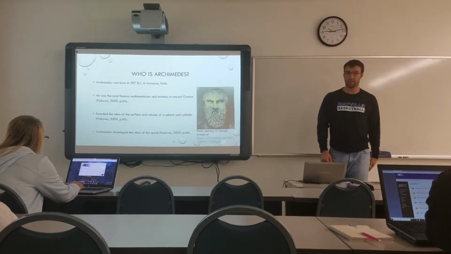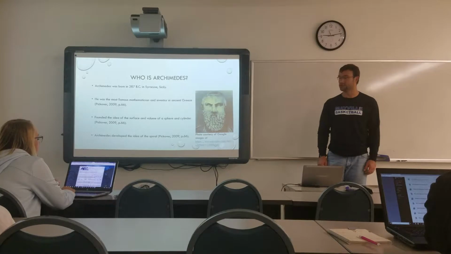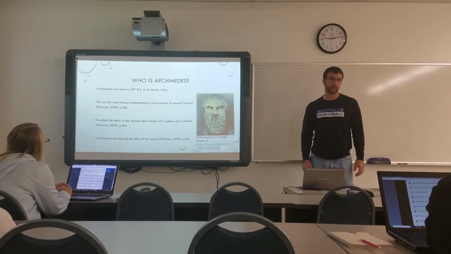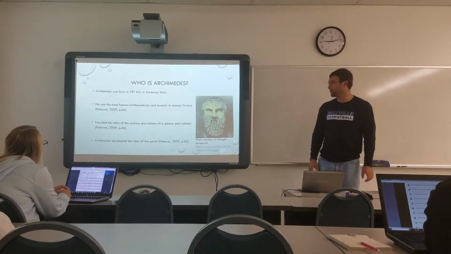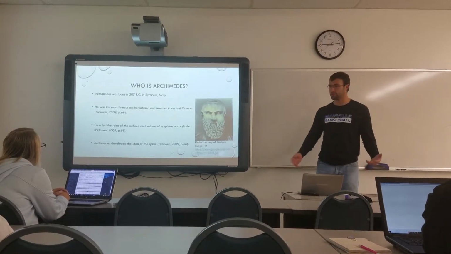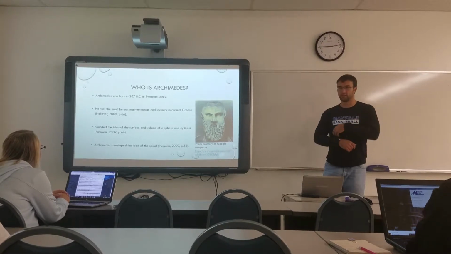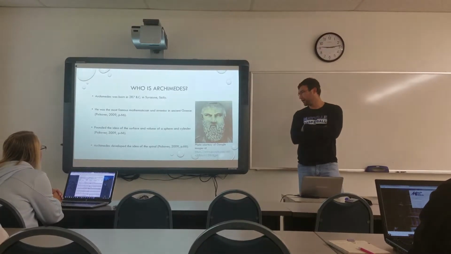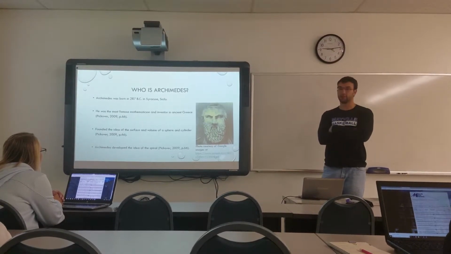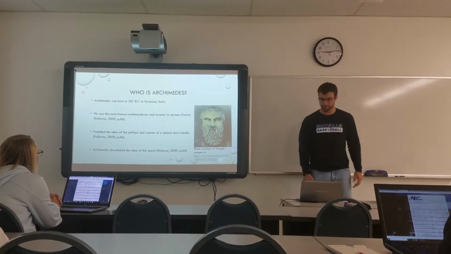So who is Archimedes? I'm sure you guys have all heard of him. He was born in 287 BC in Syracuse, Sicily. He was the most famous mathematician and inventor in ancient Greece, as you guys probably know. Very influential. He founded the idea of surface and volume and spheres and cylinders. So when you guys are doing areas and all that stuff, he probably thought of it. He also, more importantly, developed the idea of the spiral, which we will be talking about today. And then here's a picture of him.